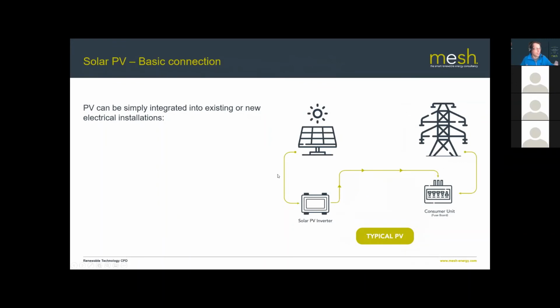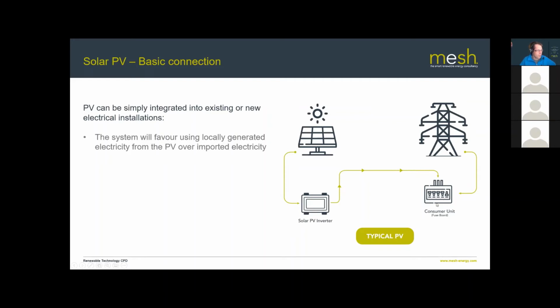Right, so how do you actually connect the system up? Well, I think I've kind of covered this already. But basically, you've got your collector here. It's producing DC electricity. That feeds down this wire into your inverter. Your inverter turns that into AC electricity. That then goes to your consumer unit.